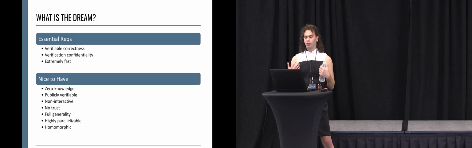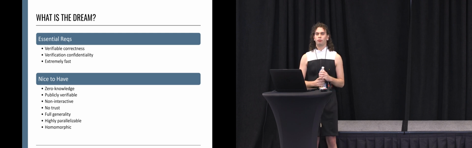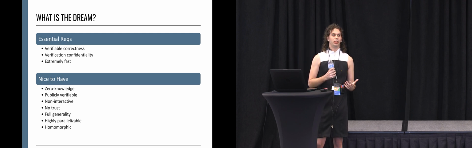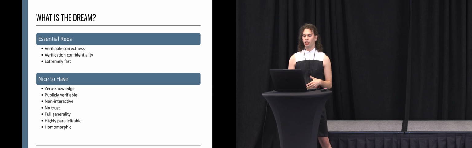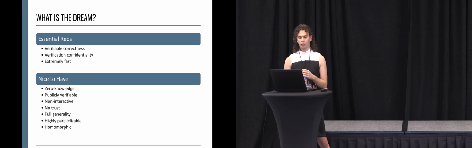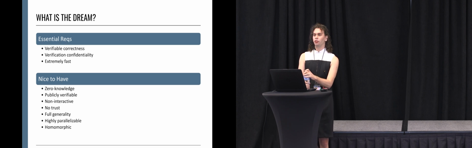So because we have a lot of different contexts, we also have a lot of different things that we might care about. There are 3 essential requirements that we're going to want in basically any context that we care about verifying computation. First of all, we want to be able to verify the computation was correct. That's the whole point of the exercise. Secondly, we want the verification to be confidential. We don't want the people who are reporting information to us to know what we determined about whether or not we thought that their answer was correct.